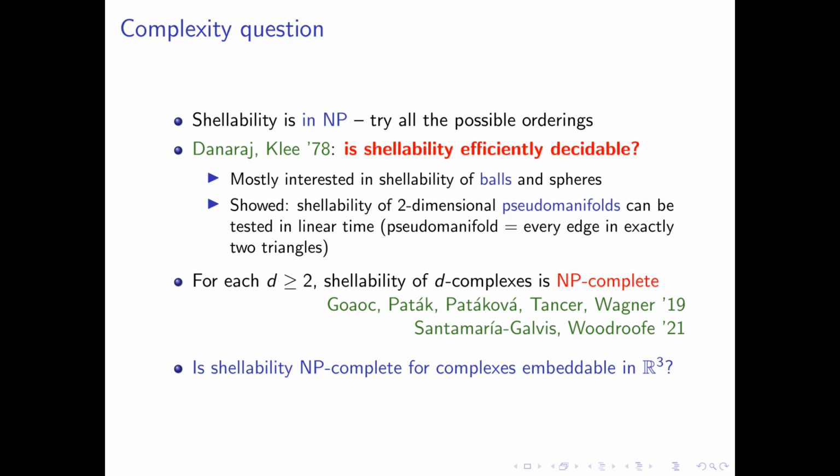For a long time, the complexity question even for general complexes remained open until recently, when we, together with Xavier Goaoc, Zuzana Patáková, and Uli Wagner, showed that this problem is NP-complete starting from dimension 2. Our construction was then slightly simplified and stated in slightly different language by Andrés Santamaría-Galvis and Russ Woodroofe.